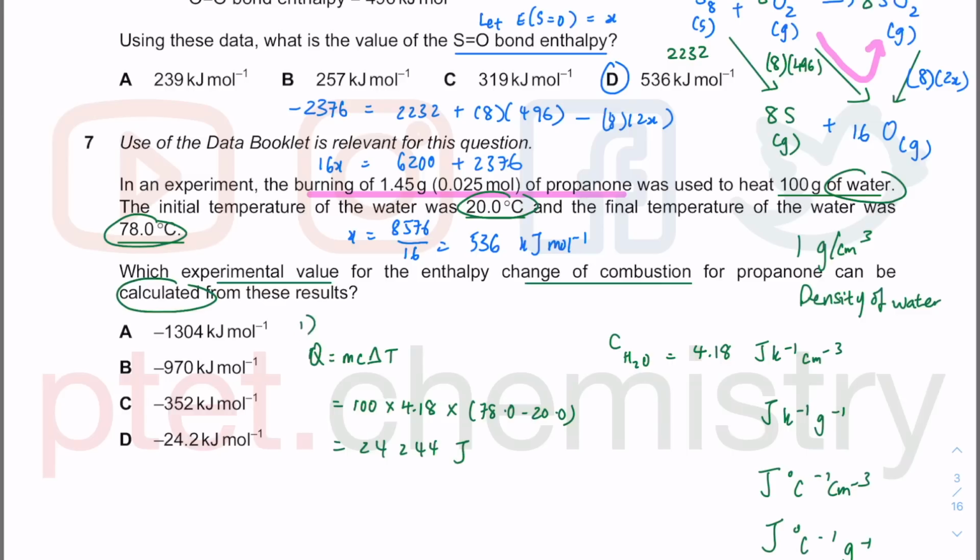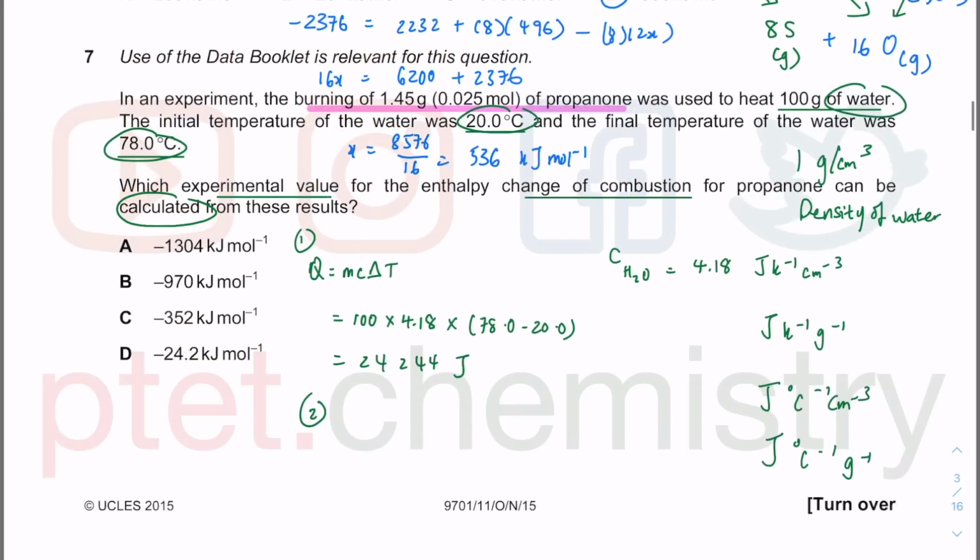I get 24244 joule. However, if you look at the options, they are all in kilojoule per mole. Enthalpy change is to do with heat energy per mole. It's to do with stoichiometry. So this is joule, and I have to multiply by 10 to the minus 3 to convert it to kilojoule, that's divide by 1,000. And this thing raised the temperature of the water. It gets hotter, so I can say that this is going to be an exothermic reaction. That's because it gives out heat energy, and therefore the water increases in temperature. It's got a negative sign.